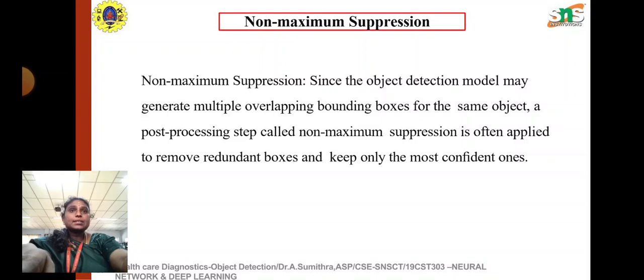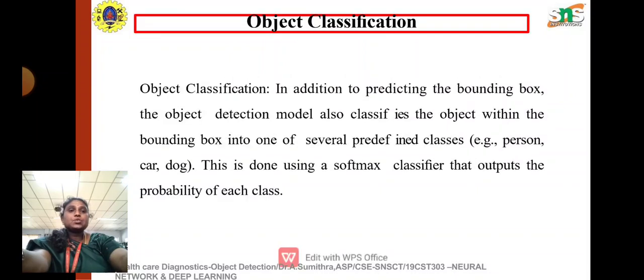monitors and tracks the different health outcomes, and in camera-based AI technology, the object detection models may generate multiple or overlapping bounding boxes for the same object. Post processing helps with non-maximum suppression and so on.